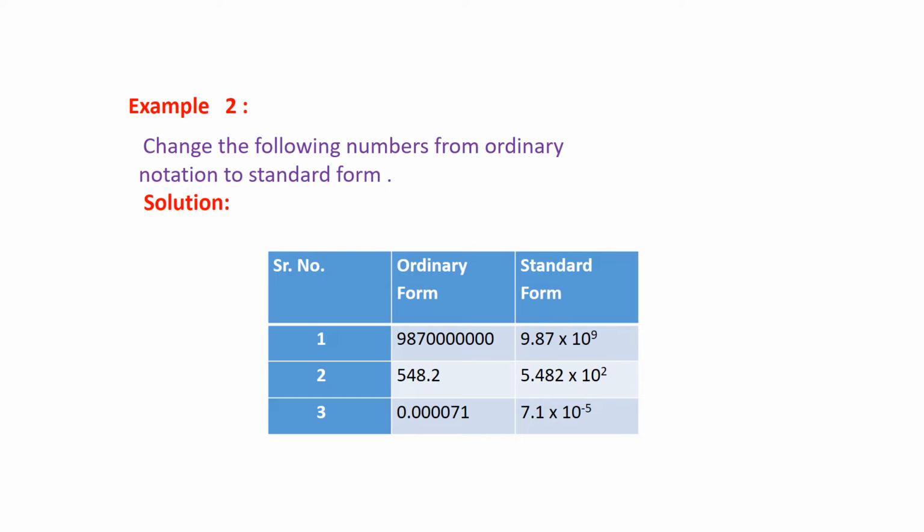The third example is again here. We are given a decimal and we have to move this decimal from here to here. These are 5 places towards the right side, so we give it a negative sign here.